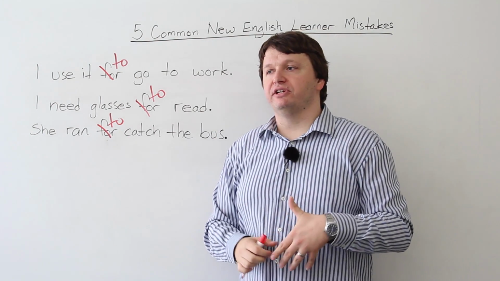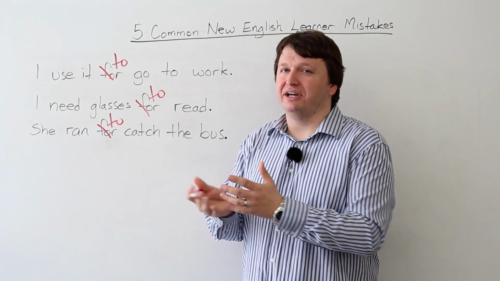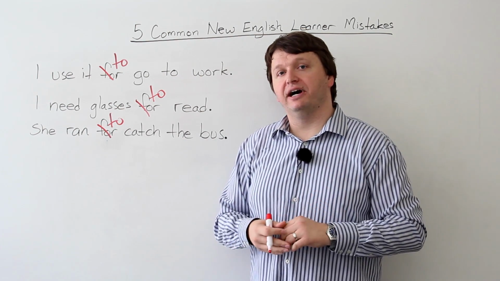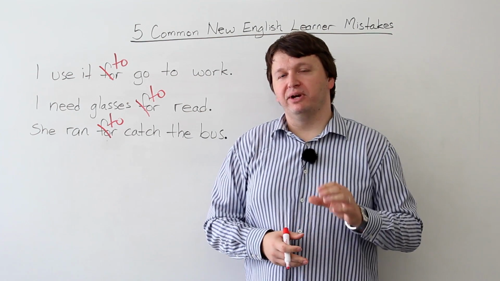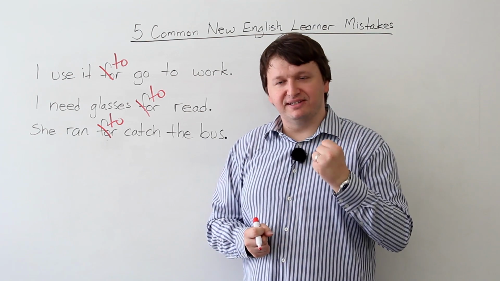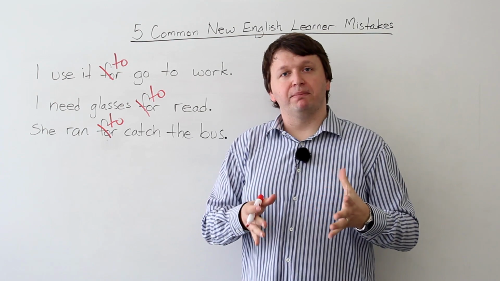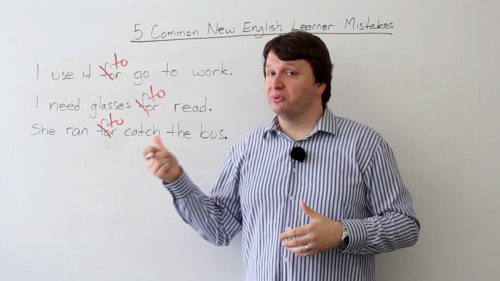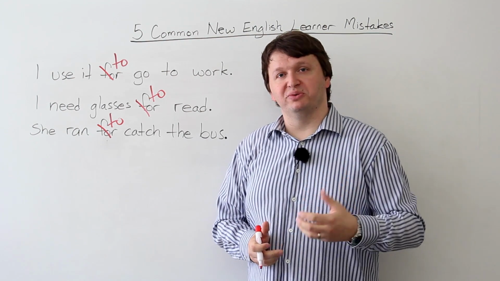So don't say, I use it for do something. I use it to do something. I need glasses to read, not for read. Okay, so if you ever have the desire to have a verb plus another action, either use a gerund, or in this case, it's not for do something, it's to do something.